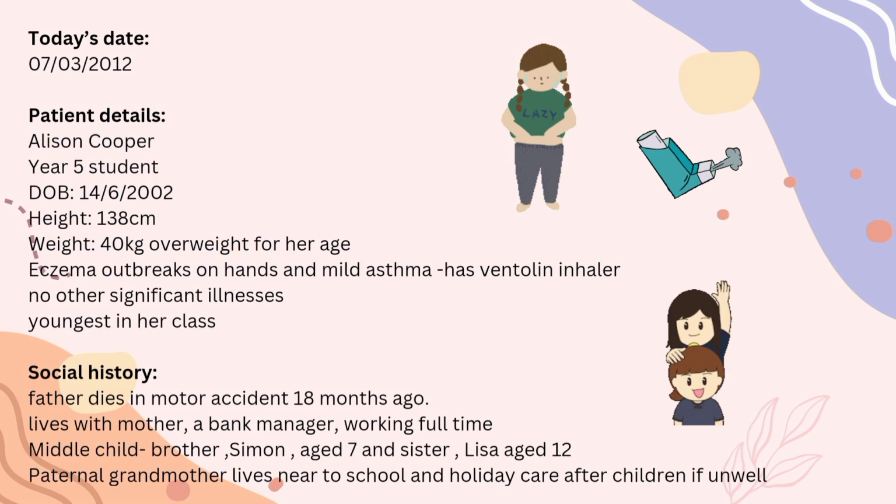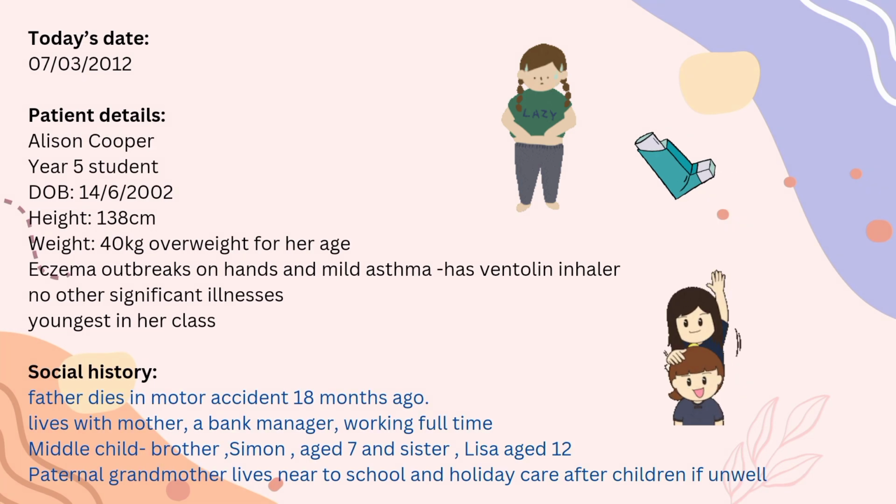Now let's select data from social history. Father died in a motor accident 18 months ago. Lives with mother, a bank manager, working full time. Middle child, brother Simon, aged 7, and sister Lisa, aged 12. Paternal grandmother lives near the school and looks after the children if unwell. From this, the highlighted data were considered as the relevant data.